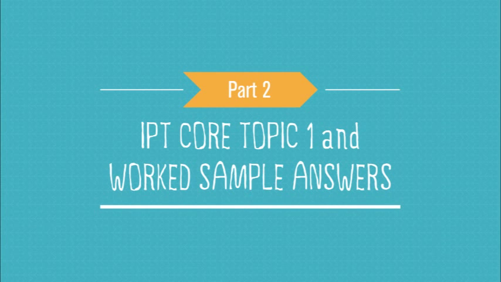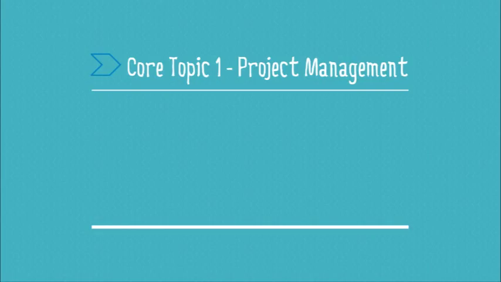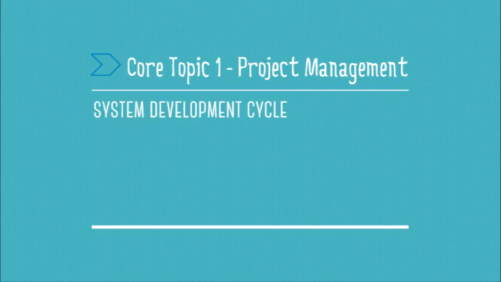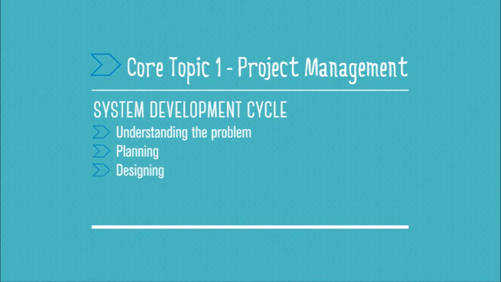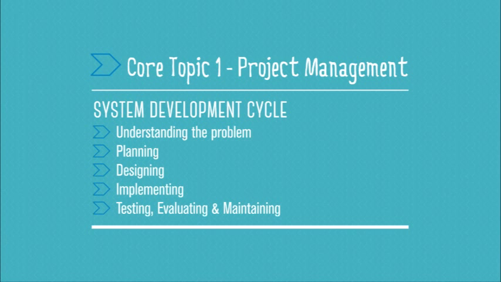So let's get stuck into core topic 1. Core topic 1 is about project management, and the system development cycle forms the basis for this topic. So we'll go through this quickly. Understanding the problem, planning, designing, implementing, testing, evaluating and maintaining, that's your system development cycle.